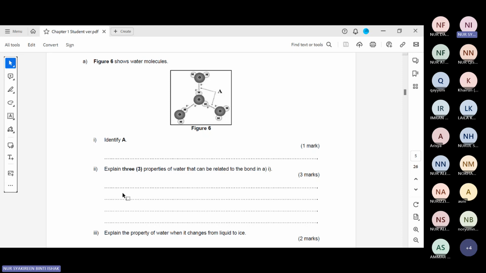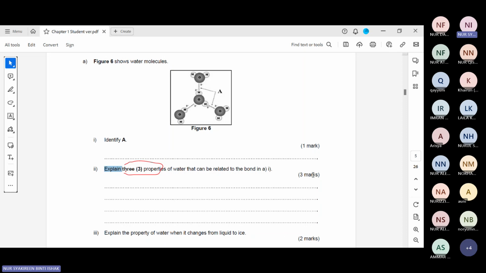So if you look at these questions, this is how you answer the question the right way. Saya nak cerita sikit. Okay, soalan ni disuruh bagi 3 properties. If in your answer you just give, okay, water is a good solvent, water has high specific heat capacity, water has high heat of vaporization or high surface tension, without explaining, then your answer will be wrong.